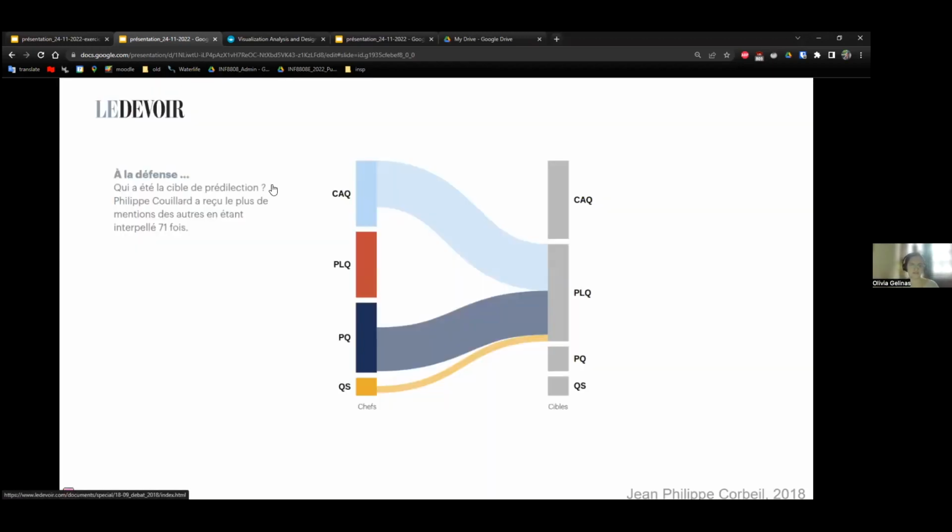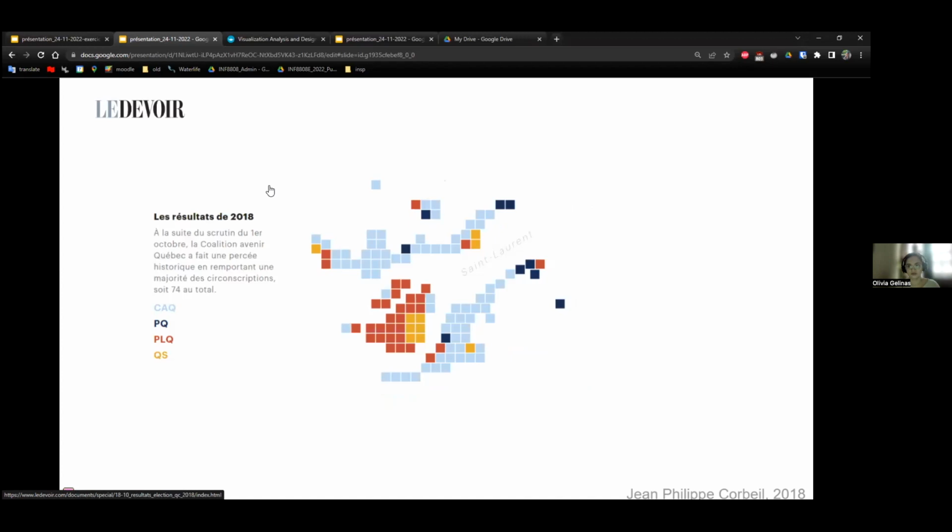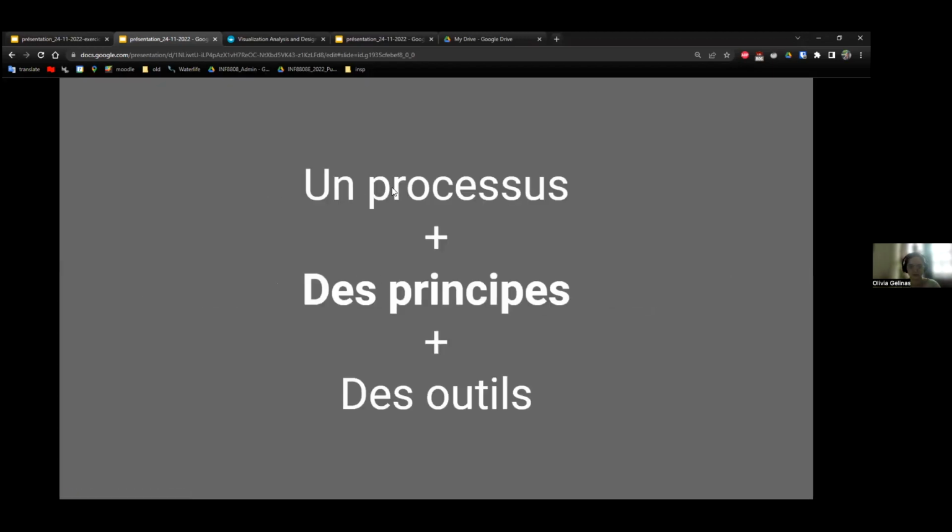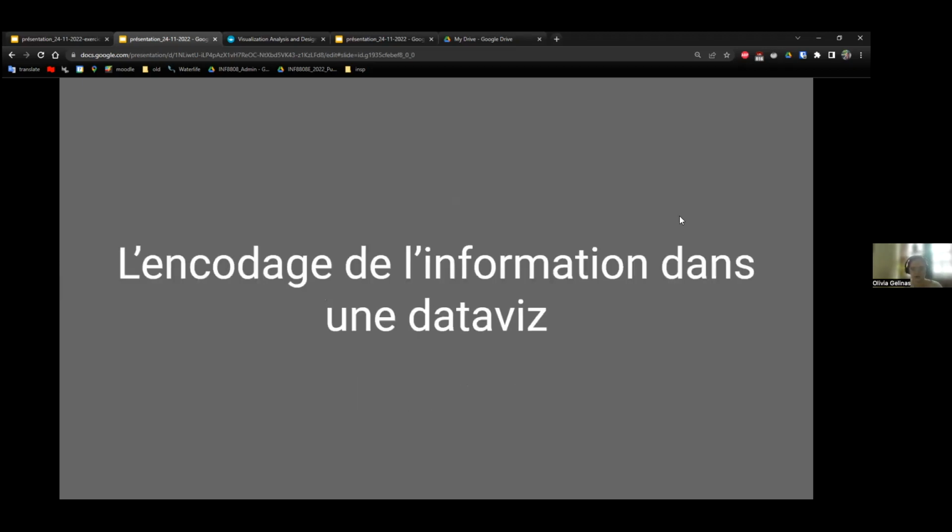And how do we do this in practice to be able to create this type of visualization? So how do we do it? It's a process that we have already mentioned, and there are different principles that need to be applied, and we do that with several tools. So here we're going to concentrate especially on the principles and a little bit less on the tools. The process we've talked about a bit already, and we're going to be interested in all of the principles, basically.